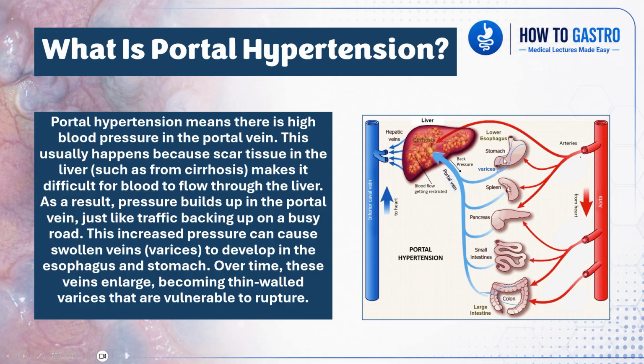As we can see here, this is where the increase in pressure comes from. And then we have these swollen veins that develop in the lower esophagus. Over time, these veins enlarge, becoming thin-walled varices that are vulnerable to rupture. That is a life-threatening emergency, so we try to avoid that at all costs for patients who suffer from extreme cases of liver disease or liver failure. But let's explore this portal system a bit further, so that we can have a firm understanding of why portal hypertension and esophageal varices develop.